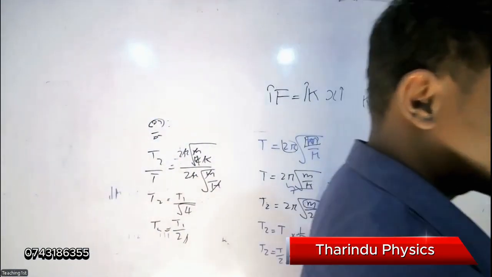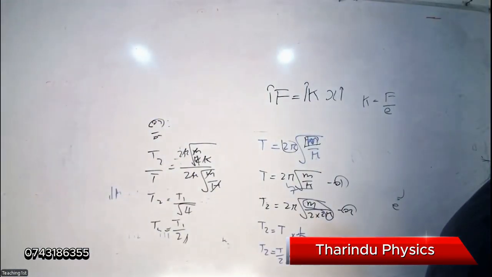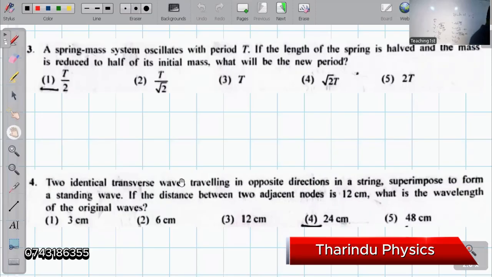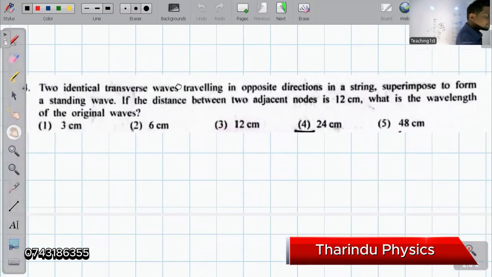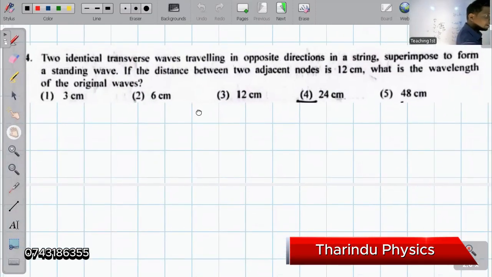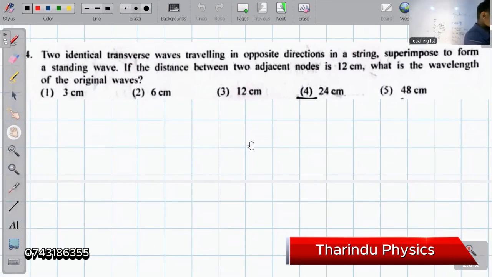Let's see which answer tallies with that. The answer is the first one. And let's read the next question as well. Two identical transverse waves travel in opposite directions in a string and superimpose to form a standing wave. If the distance between two adjacent nodes is 12 centimeters.